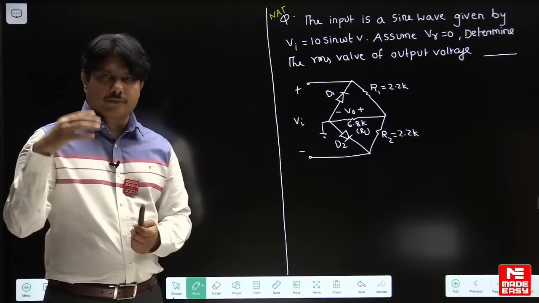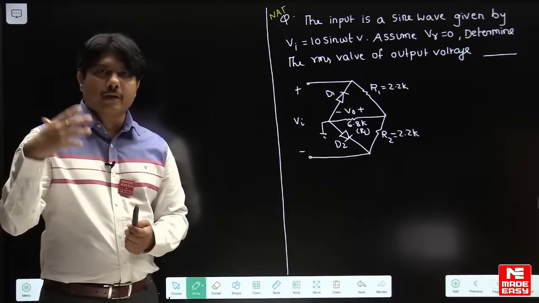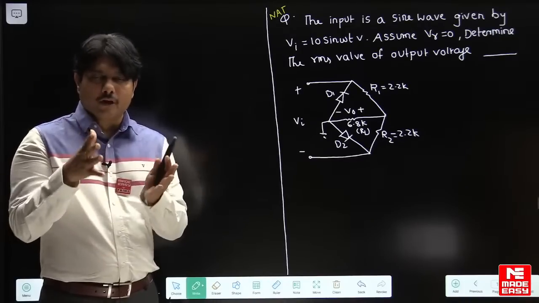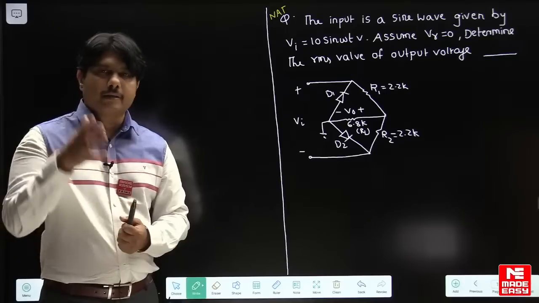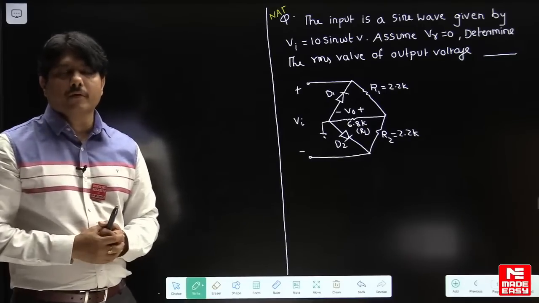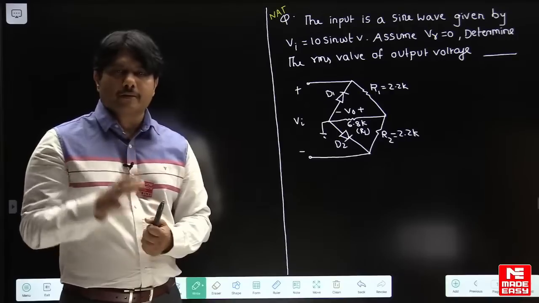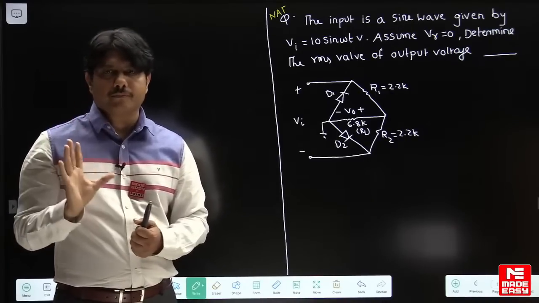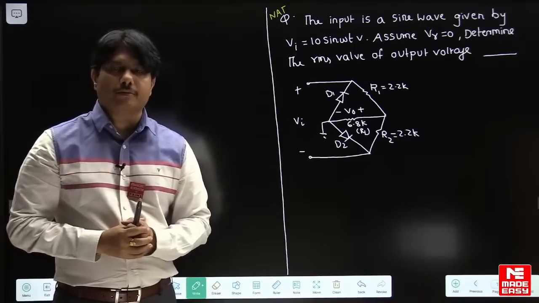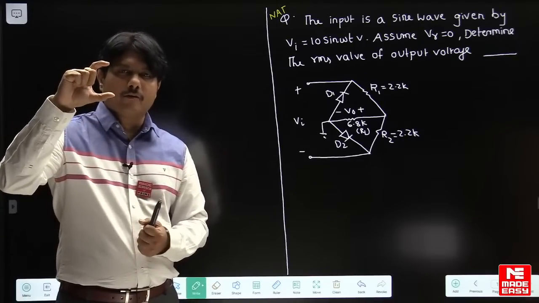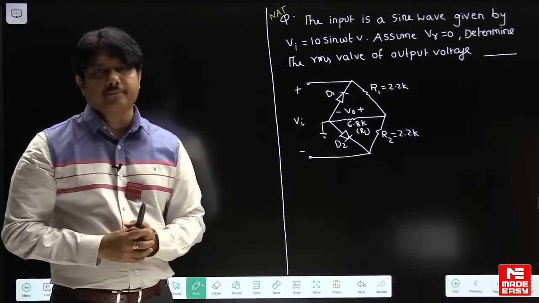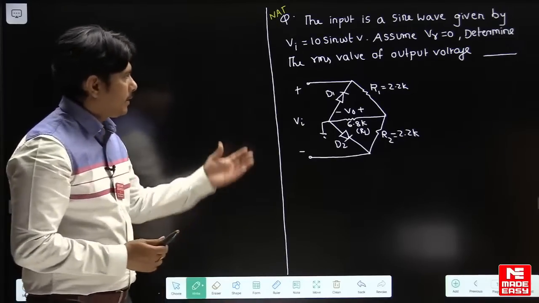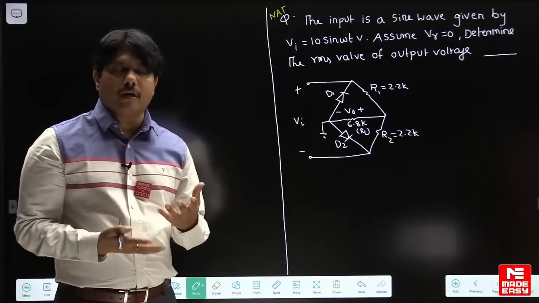Before doing the problem, a student should have the formulas in mind. The RMS value of a half wave rectifier output is Vm by 2. The formula is Vm by 2 for half wave. Suppose the output comes like a full wave output, then the answer is Vm by root 2. These 2 points should be in your mind to answer this question. Vm is the final output maximum peak value, not peak to peak. So let's see whether the response will come as a full wave output or half wave output.